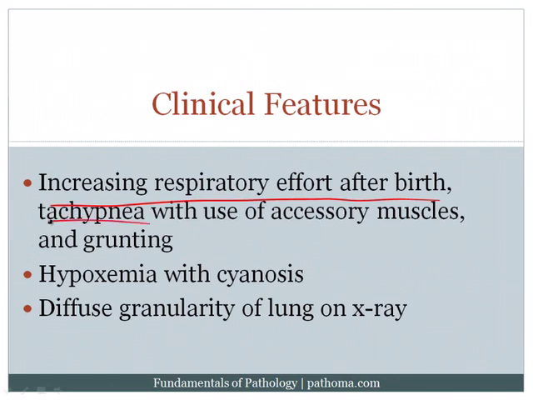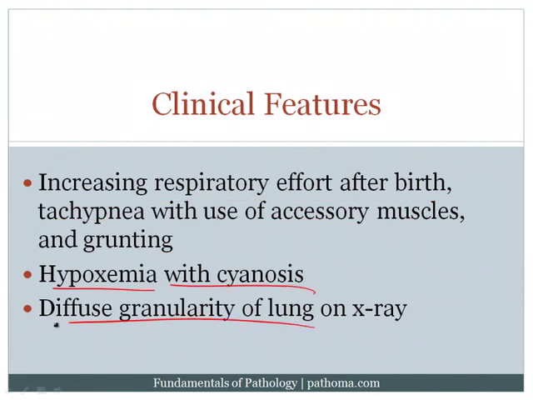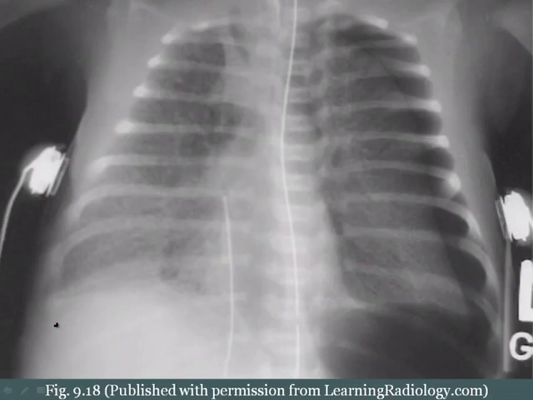Now, eventually that'll result in tachypnea, use of accessory muscles in order to continue to blow open the lung, and grunting. Eventually, of course, the patients will develop hypoxemia and cyanosis, and one of the key findings on chest x-ray will be diffuse granularity of the lung. Now, this is what the chest x-ray looks like, and the idea here is that if you were to look at the lung fields, you can see that there's sort of this hazy granularity or grainy appearance to the lungs, and that's a classic finding in patients who have neonatal respiratory distress syndrome.